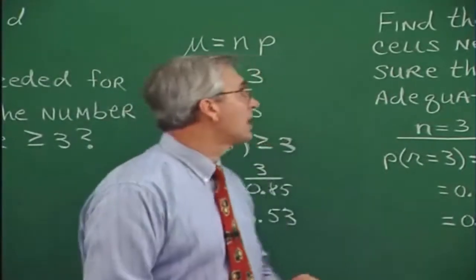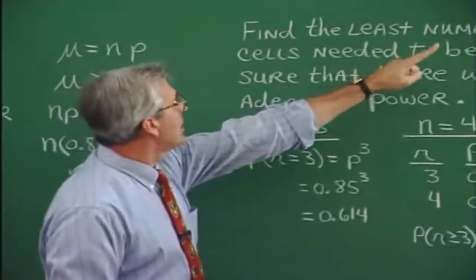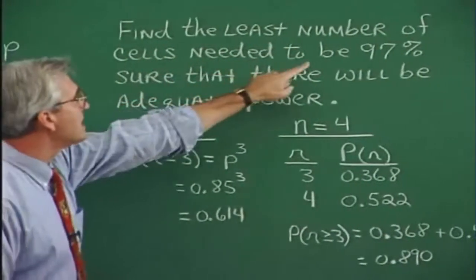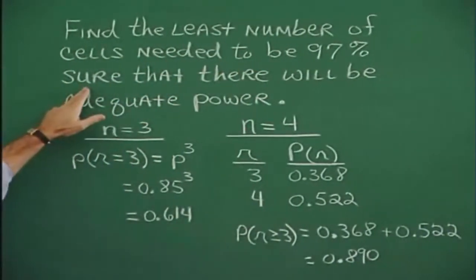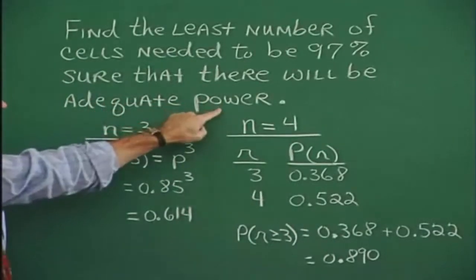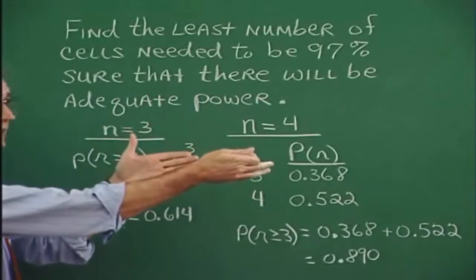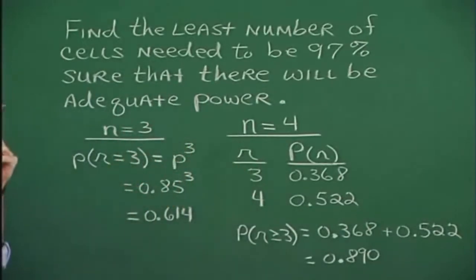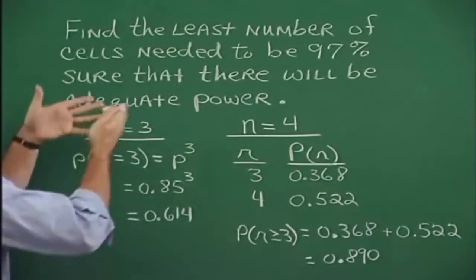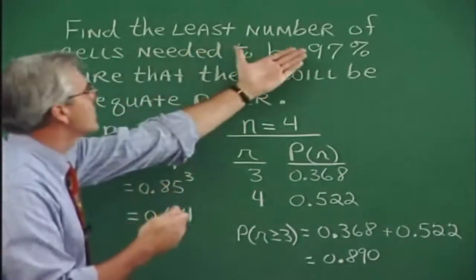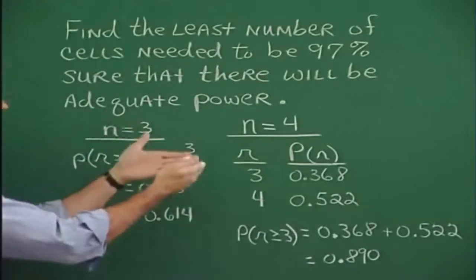Okay, here's another problem. Find the least number of cells needed to be 97% sure that there will be adequate power. Now, adequate power occurs when 3 cells are working. So, now let's see, adequate power. So what we'll do is, will there be adequate power? Are we 97% sure if there are 3 cells on board?